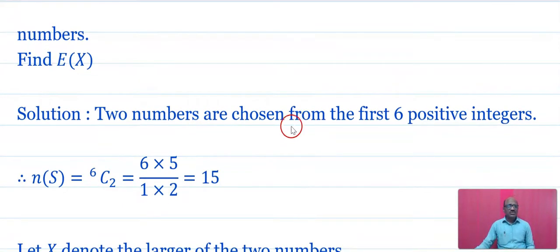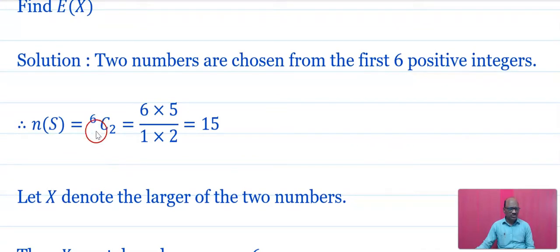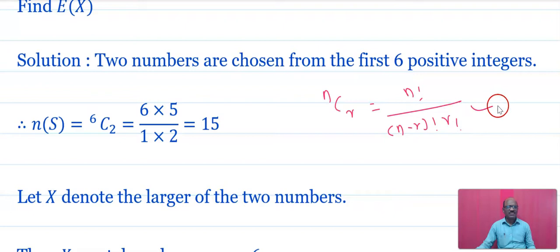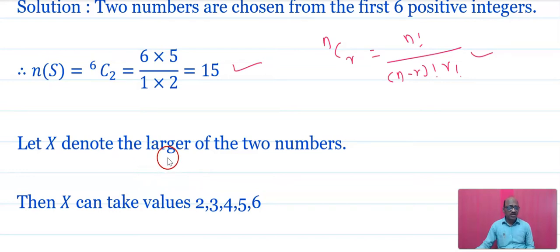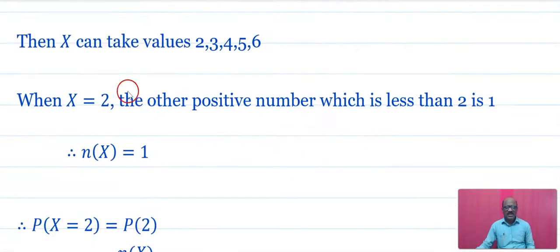The two numbers can be chosen from the first 6 positive integers. Therefore, n of S is equal to 6C2, and we will apply the formula nCr, that is n factorial upon (n minus r) factorial into r factorial. By using this formula, you will get its value is 15. Okay, let X denote the larger of the two numbers. Then X can take the values 2, which is greater than 1, 3 is greater than 2 numbers, 4 is greater than 3 numbers, 5 is greater than 4 numbers and 6 is greater than the 5 numbers.